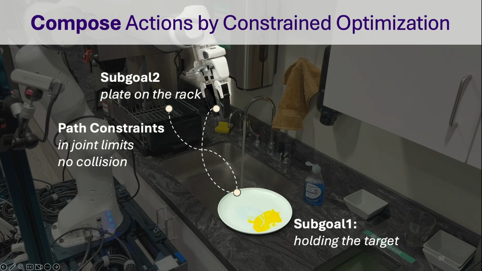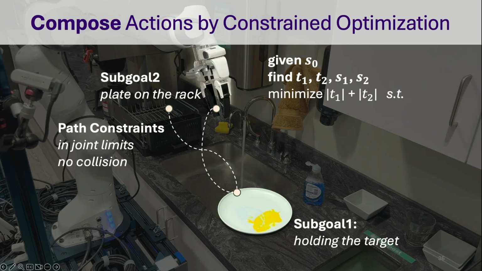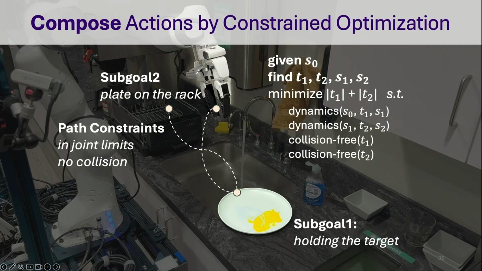So this problem can be written as a slightly bigger constraint optimization problem: given the original state S0, I want to find two trajectories, T1 and T2, corresponding to two segments of my trajectory, and also two states, S1 and S2, that minimize some cost. In this case, let's just say the overall length of my trajectory. I want to be subject to the physical dynamics: executing T1 starting from S0 gives me S1, and executing T2 starting from S1 gives me S2. I have some collision-free constraints over my trajectory. I have some sub-goal constraints: I want to be holding the target at S1, I want to continue holding the target through until the end of T2, and at the end, I want to have the object on the rack.